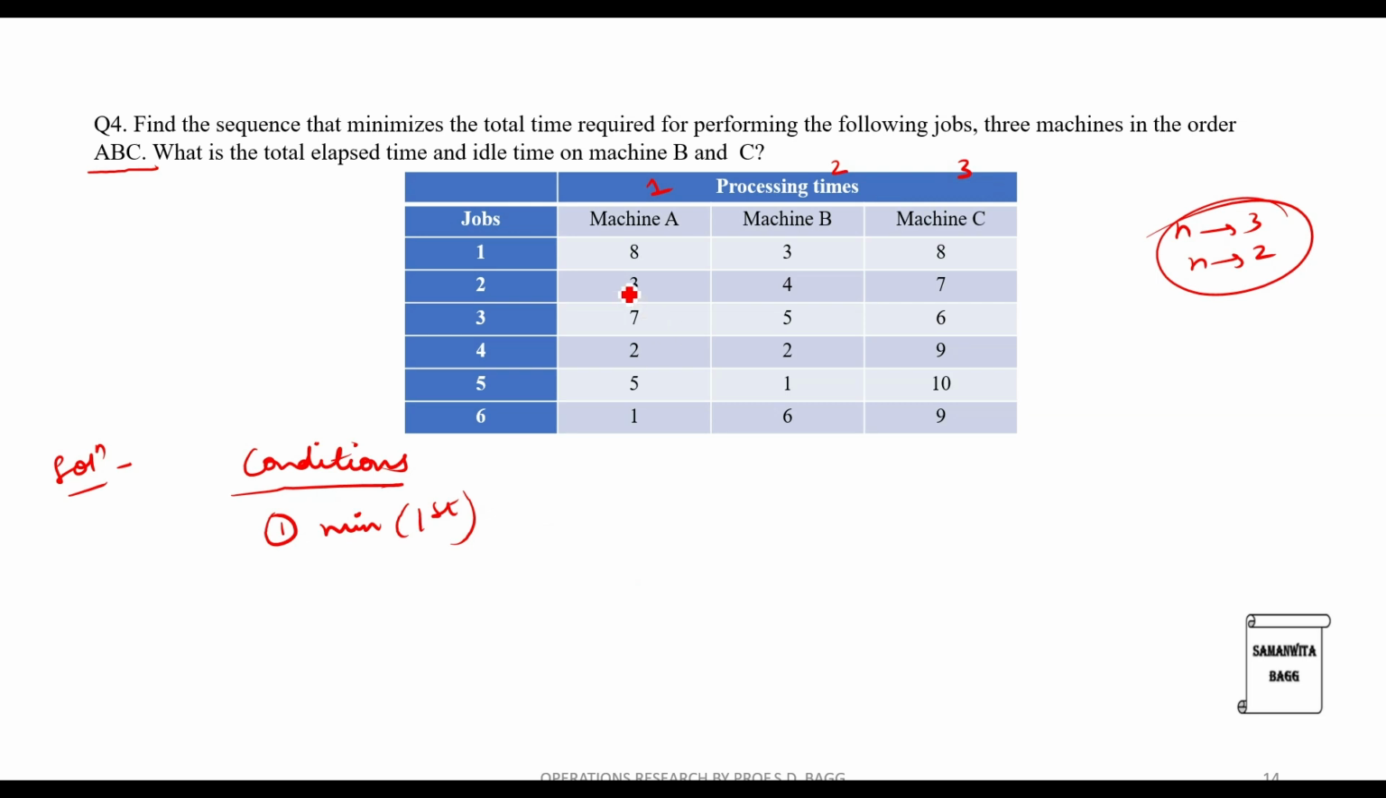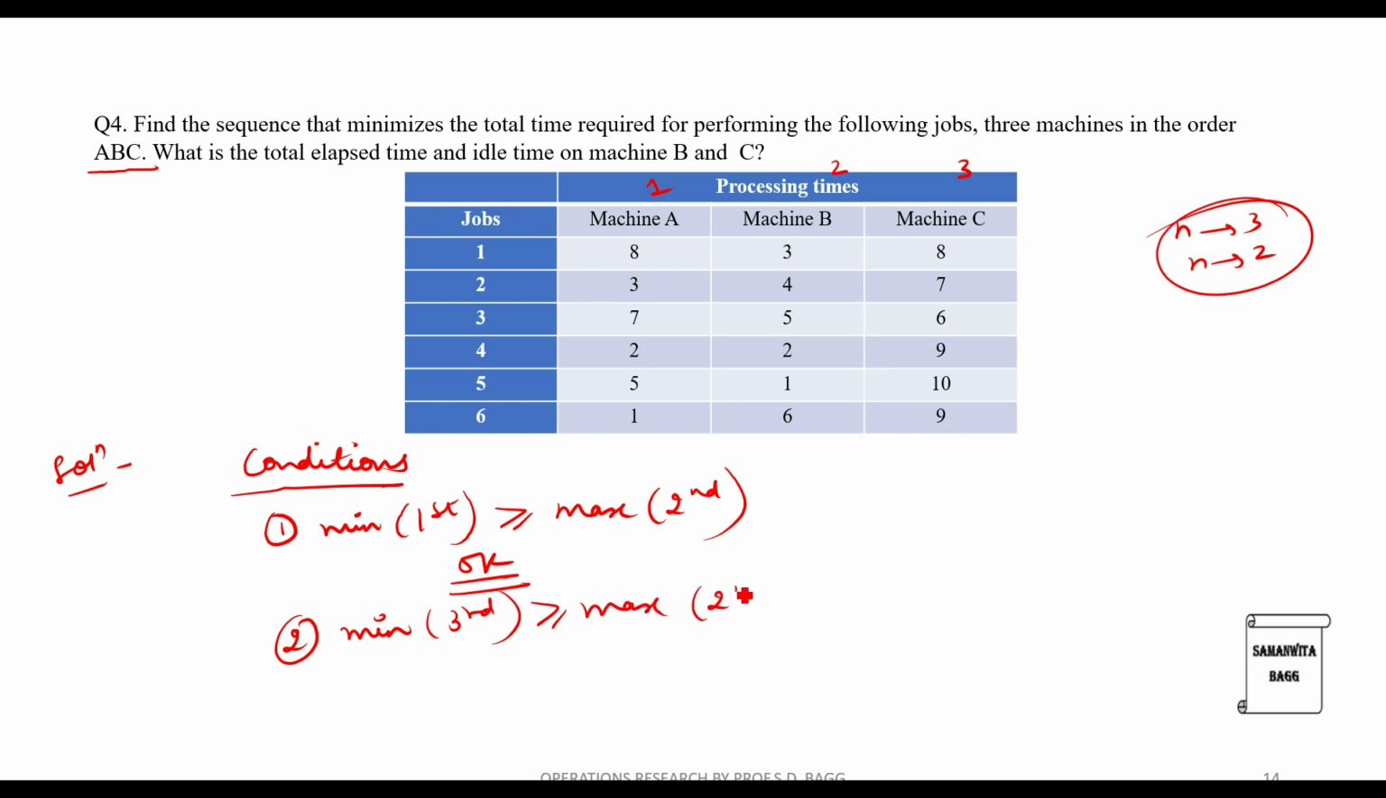So minimum of the first, that is the minimum value here, should be greater than equal to the maximum of the second, or you can have the minimum of the third should be greater than equal to max of second. So let's see the minimum of first. Here the minimum value is 1. It should be greater than equal to the maximum of second. Maximum of second is 6. This is not possible. So this condition is not satisfied.